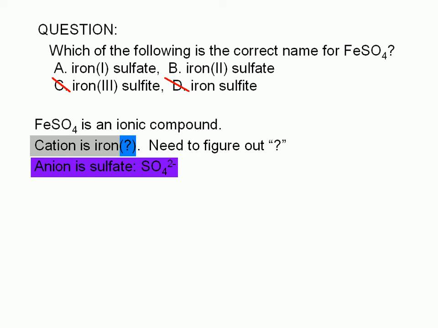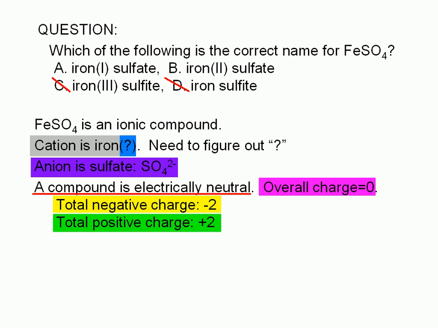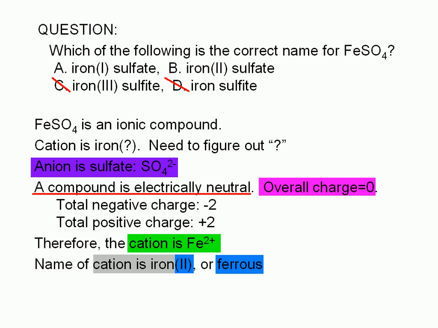To figure out the charge of the iron ion in this compound, we use the fact that a compound is electrically neutral. Therefore, the overall charge must be 0. We know that a sulfate ion has a -2 charge. Therefore, the positive charge carried by the iron ion must be equal to +2. The cation is therefore Fe with a +2 charge, and it's called iron 2, or as it used to be known in the old days, ferrous.